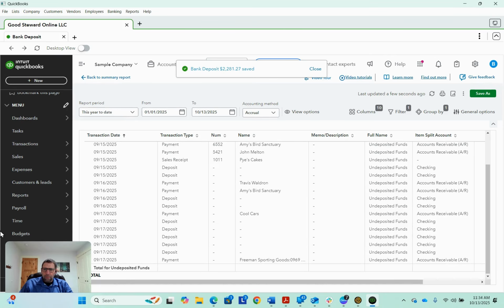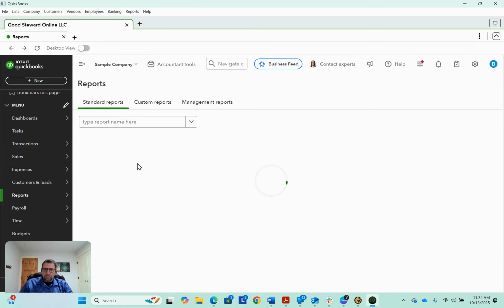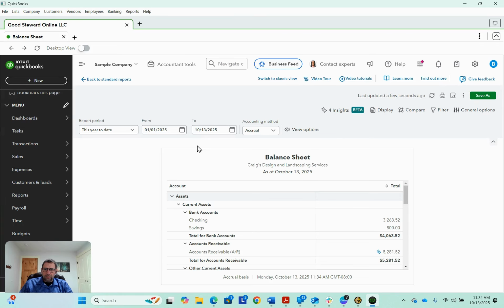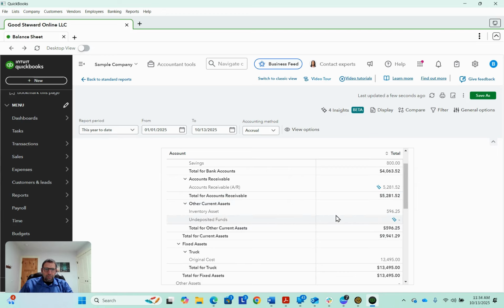Now, what I want to show you is if we go back and run this report again, I'm just walking you through all the steps to get to your balance sheet. We could have just refreshed the screen. But now, when we look at this, notice that our undeposited funds has been cleared out. So that's the way you want to keep track of money that's not yet gone to the bank, but you still need to indicate in QuickBooks that the invoice has been paid. And this is sort of a holding account until that money is deposited into the bank.